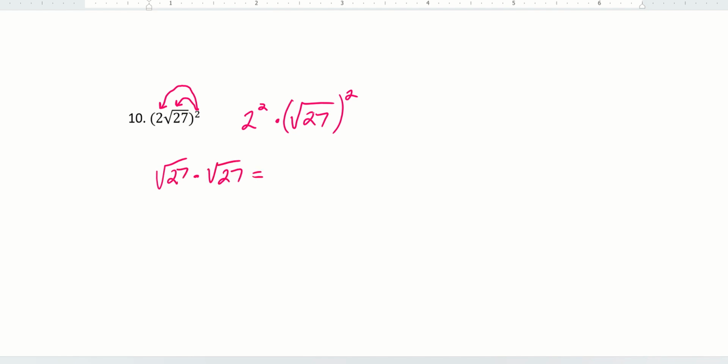Okay, last one. This one's kind of tough. So when you have two things being multiplied and then you're squaring that, what you can do to simplify this is, I call it distributing the exponent. So this is 2 squared times the square root of 27 squared. Remember, if you're squaring a radical, square root of 27 times the square root of 27 is equal to 27. So we can simplify this by just writing it as 27. So 2 squared is 4 times 27, which is 108. And that's our answer.